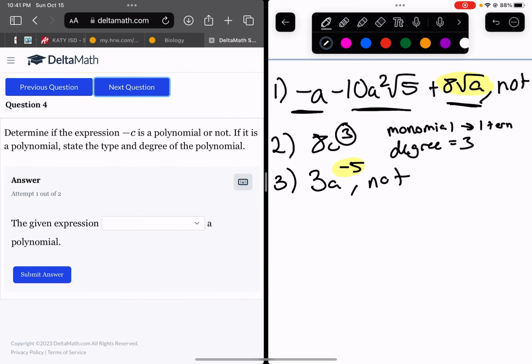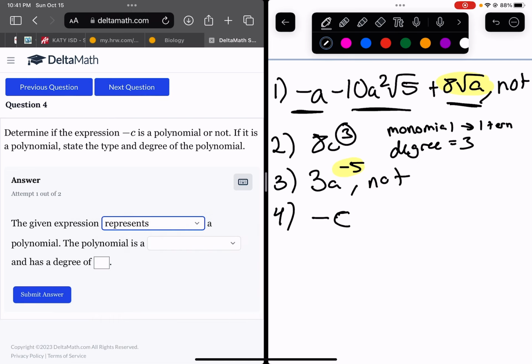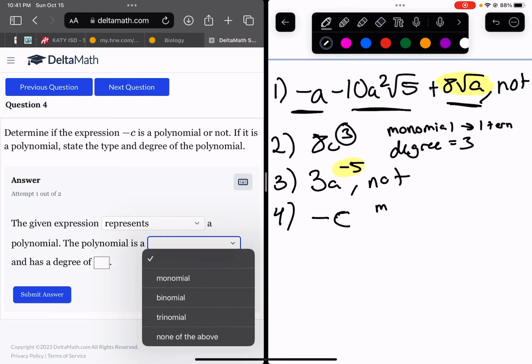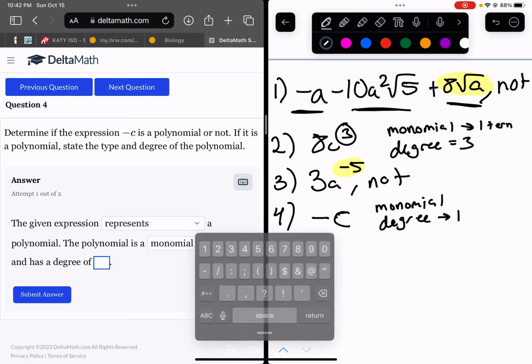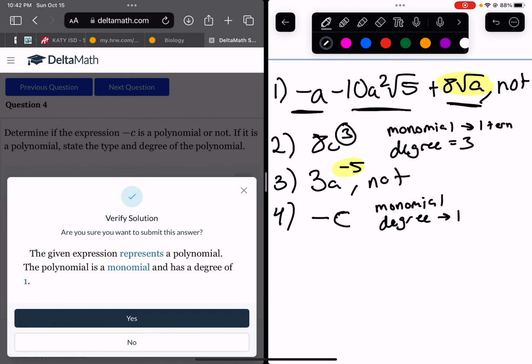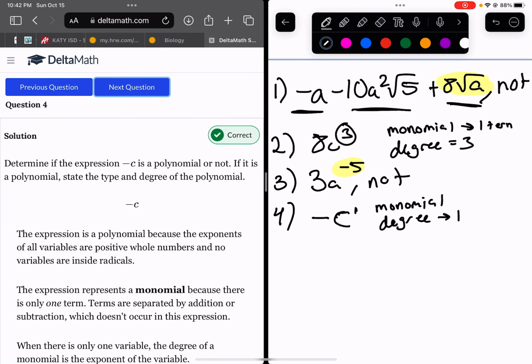All right, next. We've just simply got negative c. We're not allowed to have negative exponents. However, we can have negatives in front of variables, like the term back in number 1 was perfectly fine. So this one actually is a polynomial, and it is a monomial. Its degree is 1. It has a highest degree of 1 because the power on this variable would be 1, even though they don't write it.